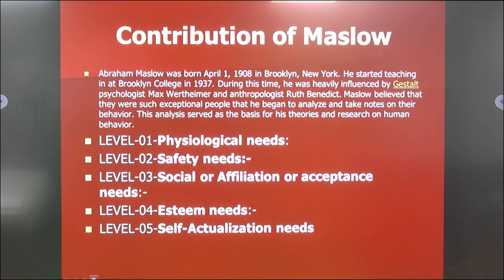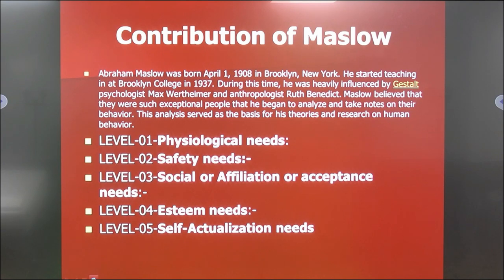If you look on the screen, I have listed five levels identified by Maslow in his need hierarchy in an ascending order of its importance. The five levels of need may be described as follows. Number one, psychological needs. Number two, safety needs. Number three, social or affiliation or acceptance needs.